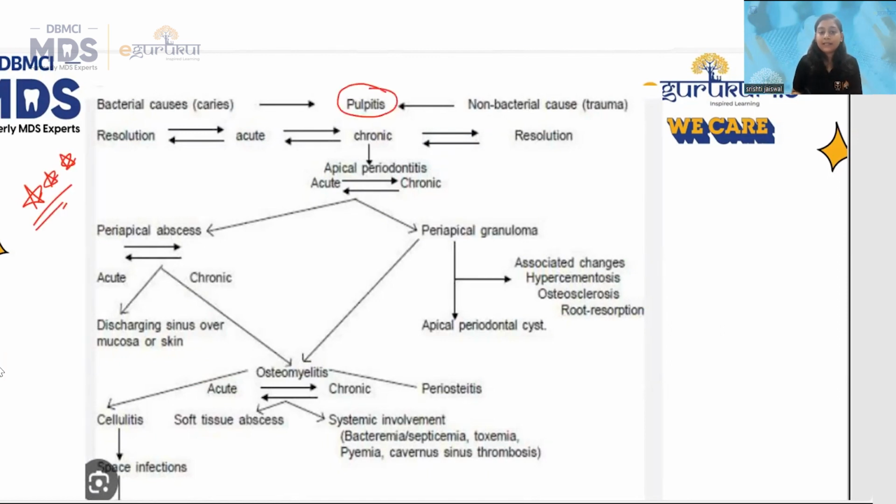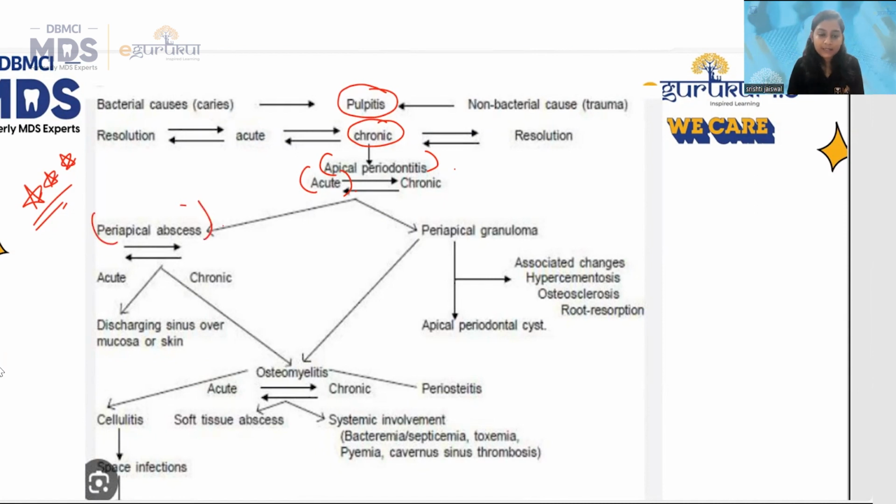Now, pulpitis. So, pulpitis occurs as a result of a bacterial cause or as a result of trauma. If this pulpitis gets treated, then well and fine. If not treated, the chronic pulpitis will change into apical periodontitis. Now, this apical periodontitis has two presentations, the acute presentation and the chronic presentation. In the acute presentation, the patient will come to you with a periapical abscess.